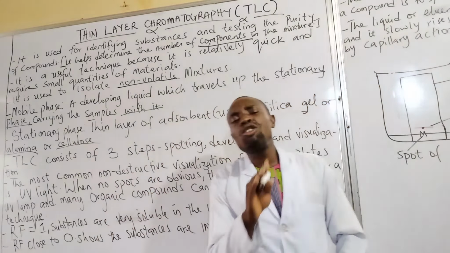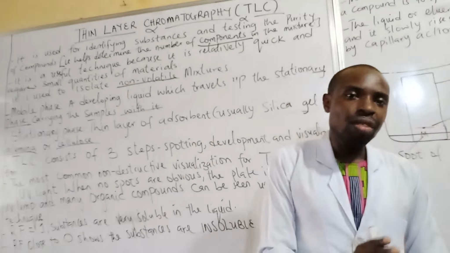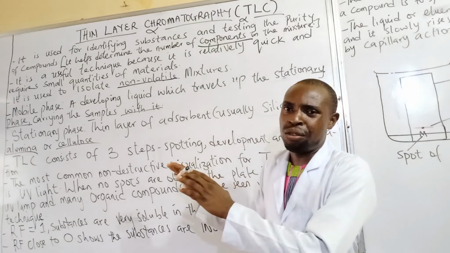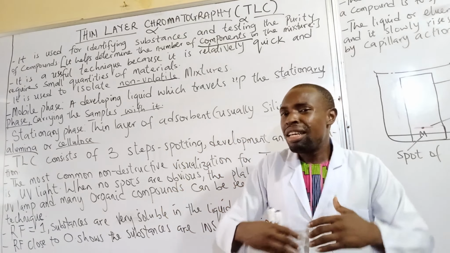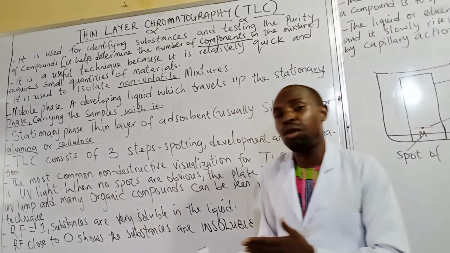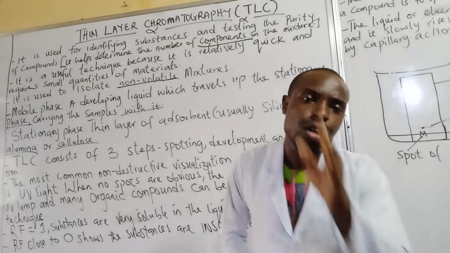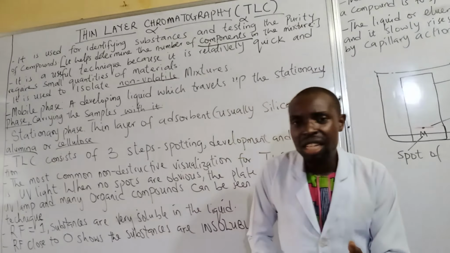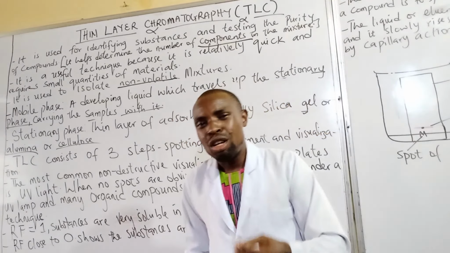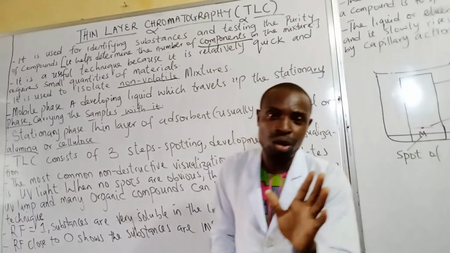Now thin layer chromatography involves three steps, as you can see right on the board. We have given a summary of this point to make it easier for you to jump down while you are studying this video clip. We have three steps involved in thin layer chromatography. Number one, the spotting step. Number two, the development step. Number three, lastly, the visualization step.